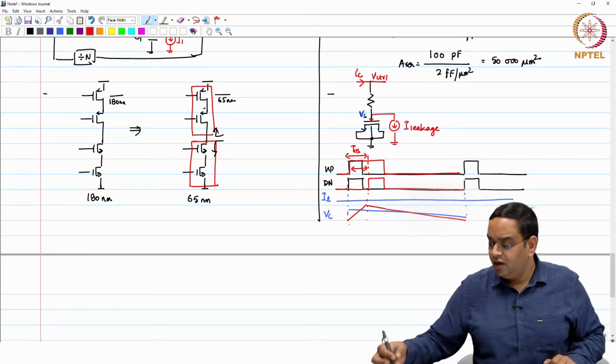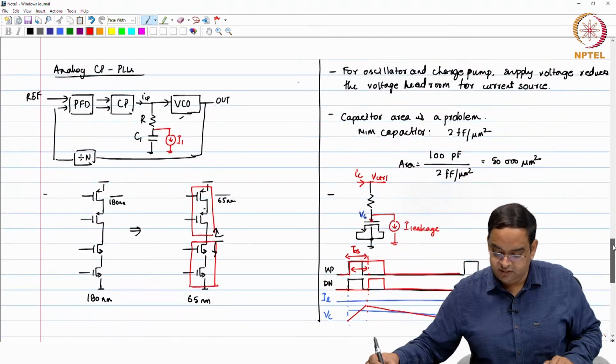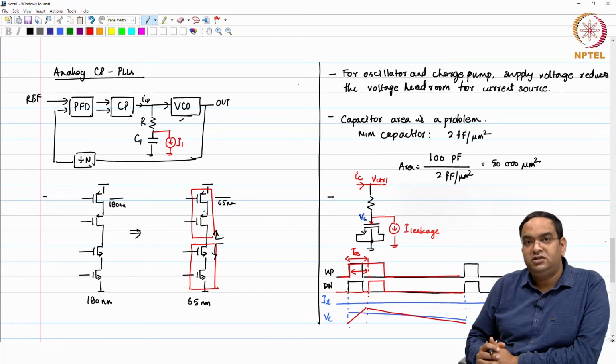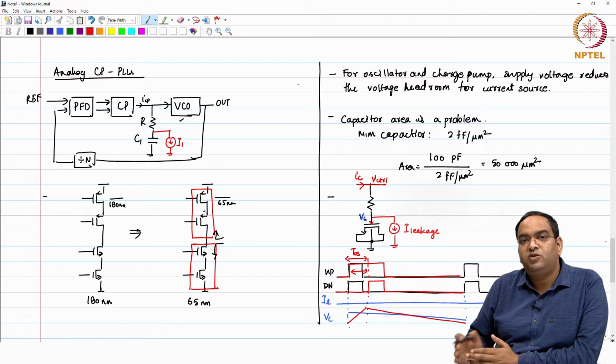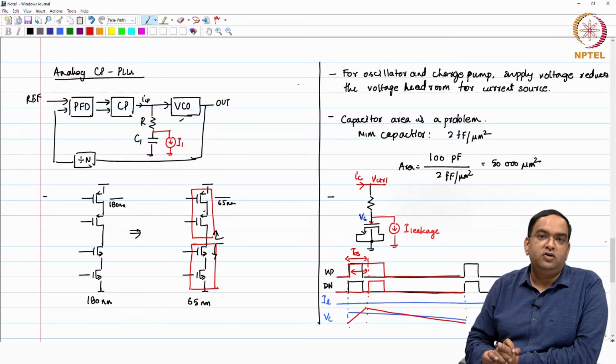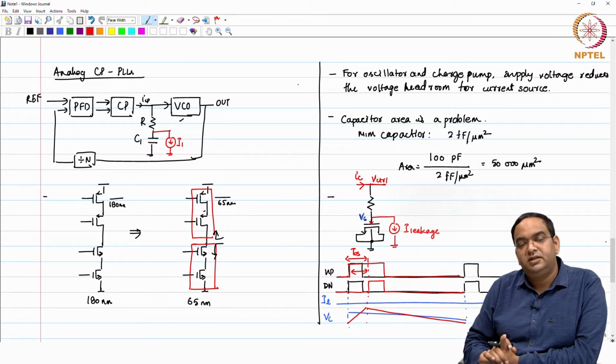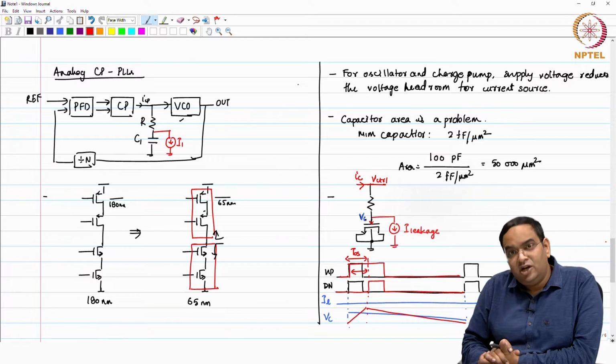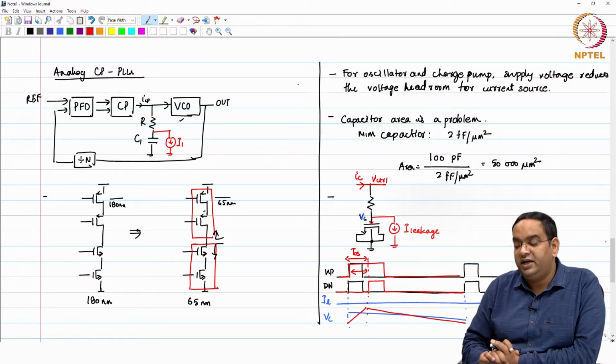Okay, so this is an issue. So what we can say is, in summary, the analog charge pump PLLs are difficult to port from one technology to another technology for multiple reasons. One, your charge pump, the matching between the up and down current sources goes bad as you go down to a lower technology. Other thing is your capacitor area, which is a lot. It costs more in lower technology nodes.